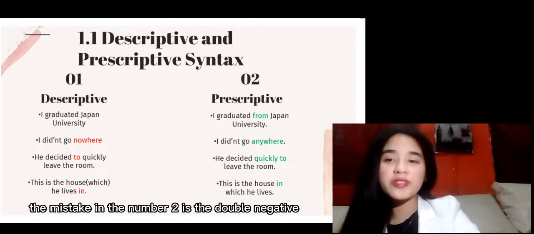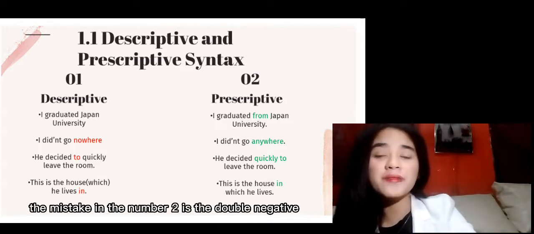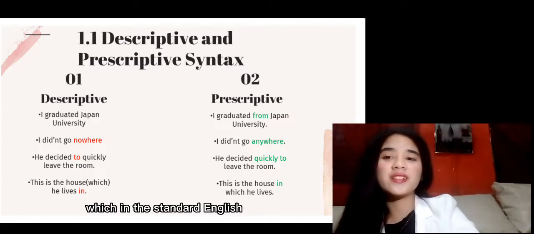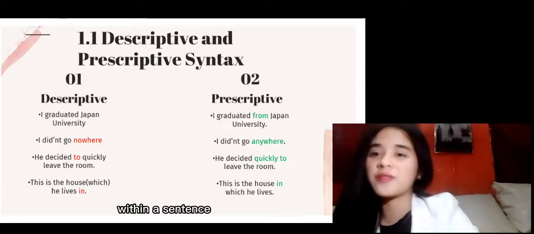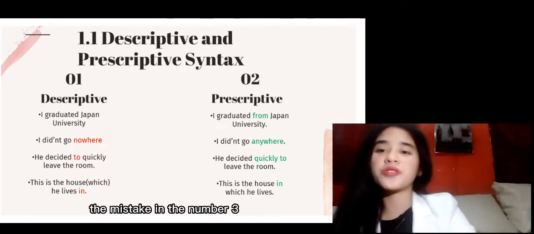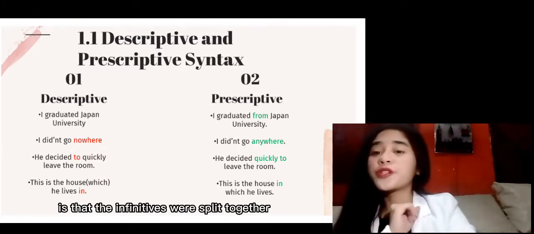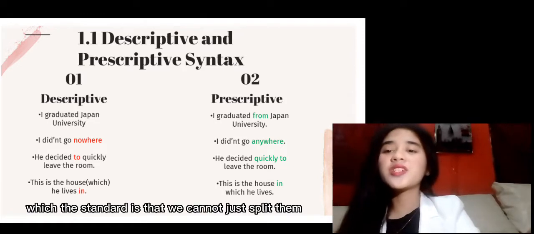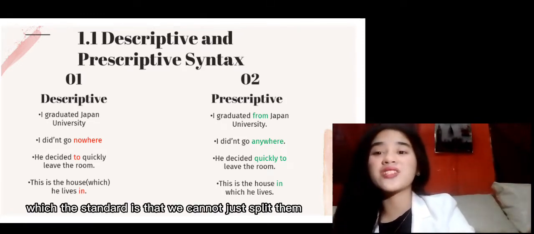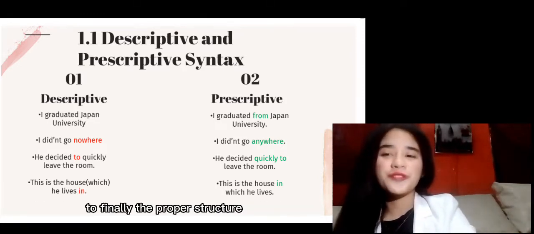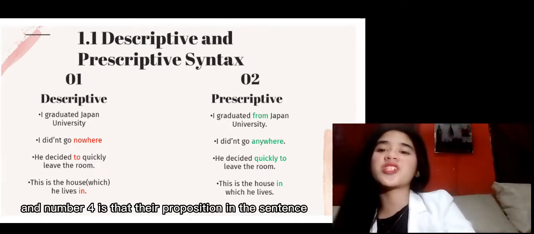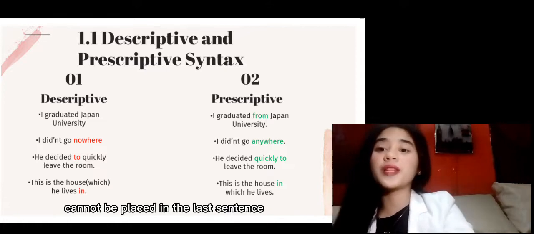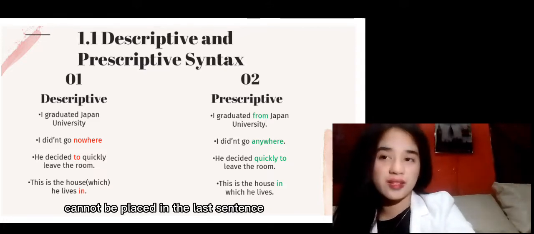The mistake in number 2 is the double negative, which in standard English does not come up within a sentence. The mistake in number 3 is that the infinitives were split, whereas the standard is that we cannot split them. Finally, the proper structure in number 4 is that the preposition in the sentence cannot be placed at the end of the sentence.